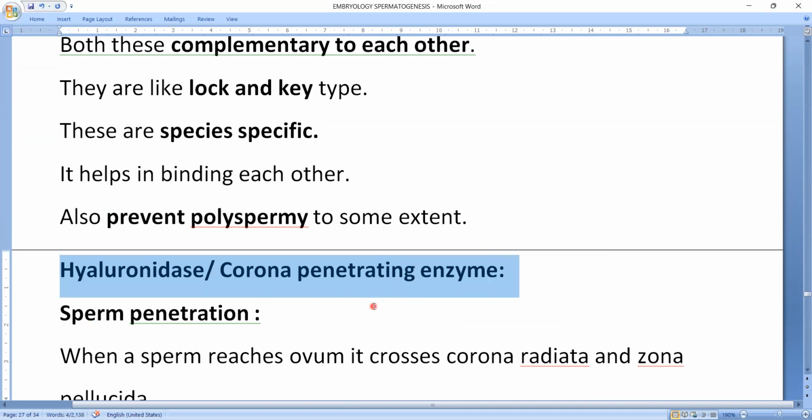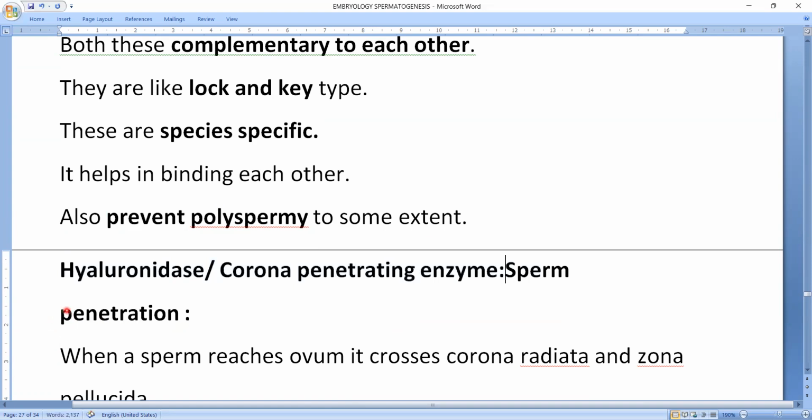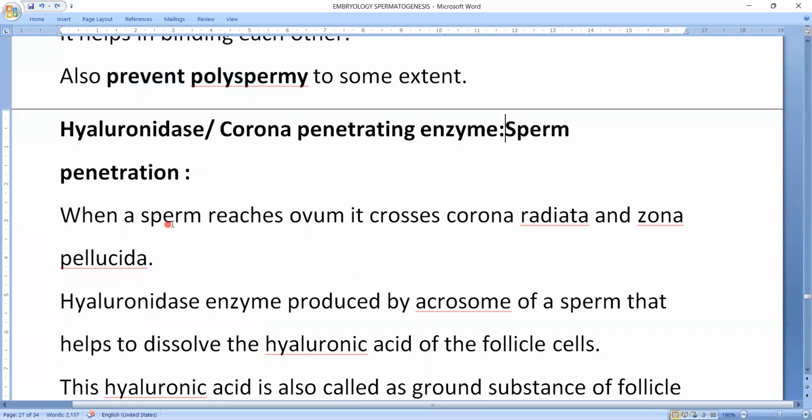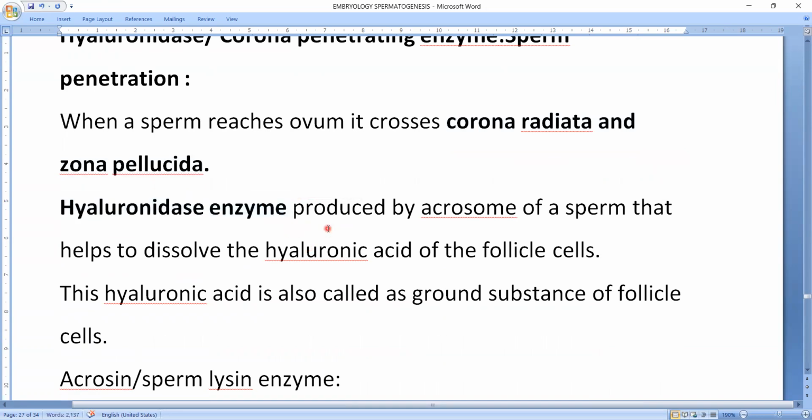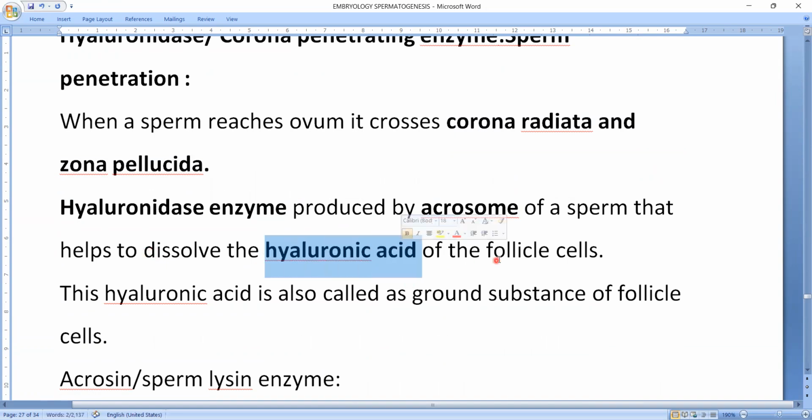Hyaluronidase, or corona penetrating enzyme, or another heading you can also call the sperm penetration. How is the sperm penetrated into the egg? When a sperm reaches the ovum, it should cross the corona radiata and zona pellucida. This is a very, very important enzyme that is present in the acrosome of the sperm. It is produced by the acrosome of the sperm, and it helps to dissolve hyaluronic acid of follicle cells.